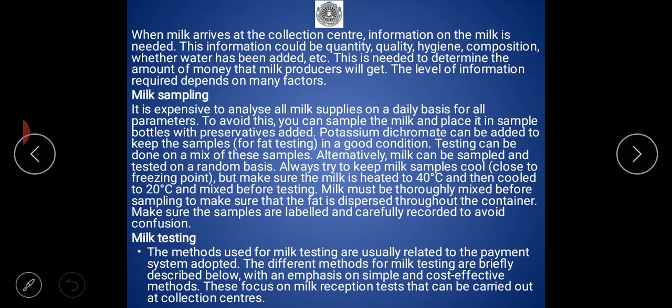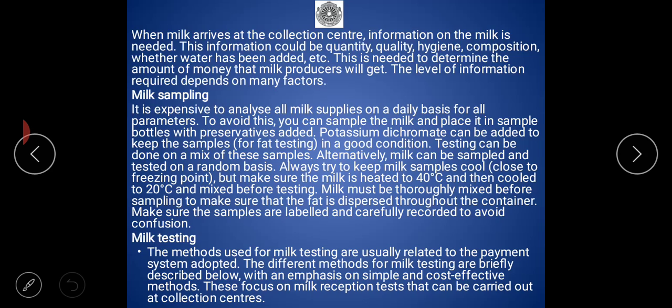Always try to keep milk samples cool, close to freezing point, but make sure that the milk is heated to 40 degrees Celsius and then cooled to 20 degrees Celsius and mixed before testing. Milk must be thoroughly mixed before sampling to make sure that the fat is dispersed throughout the container. Make sure that the samples are labeled and carefully recorded to avoid confusion.